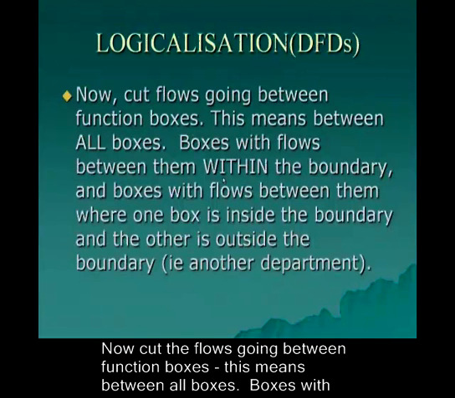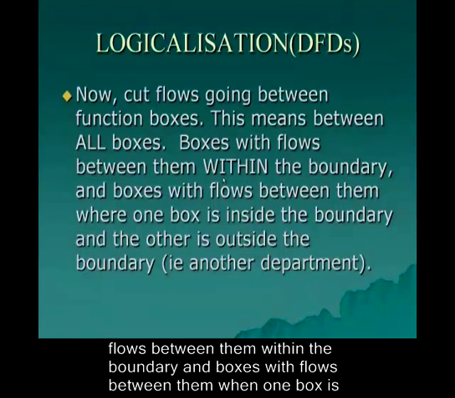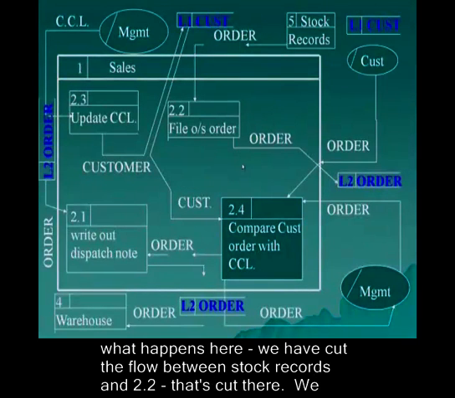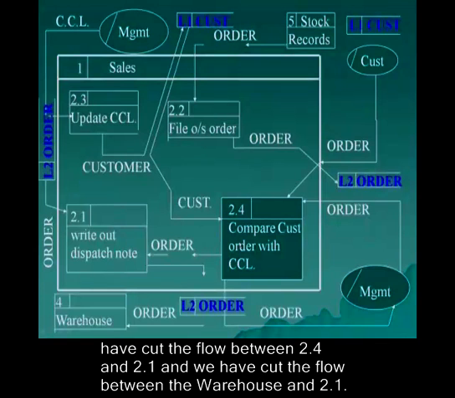Now cut the flows going between function boxes. This means between all boxes. Boxes with flows between them within the boundary, and boxes with flows between them where one box is inside the boundary and the other is outside the boundary, i.e. another department. So this is what happens here. We have cut the flow between stock records and 2.2. That's cut there. We've cut the flow between 2.4 and 2.1, and we've cut the flow between the warehouse and 2.1.